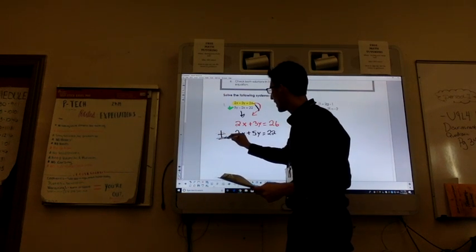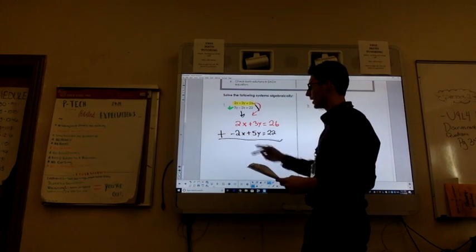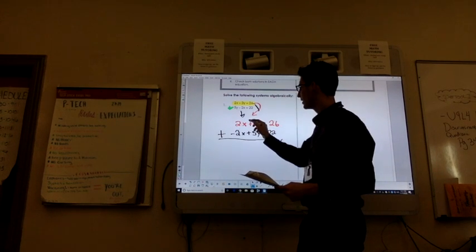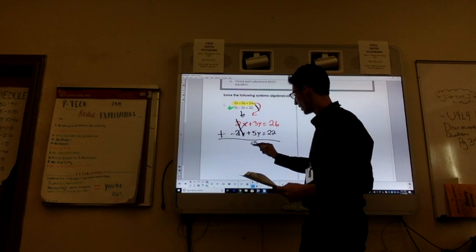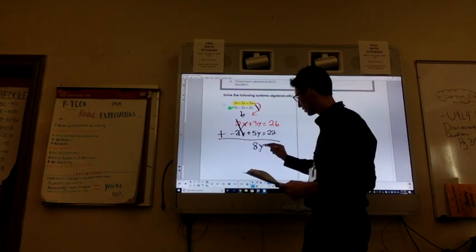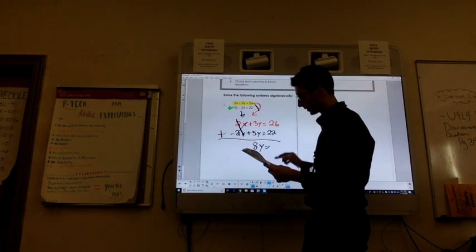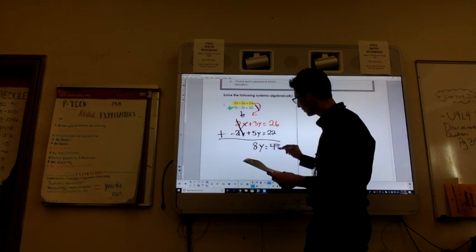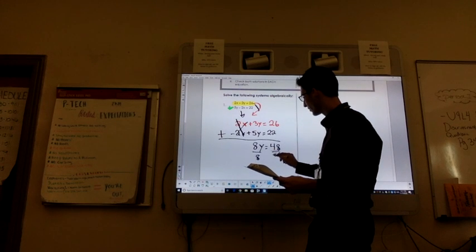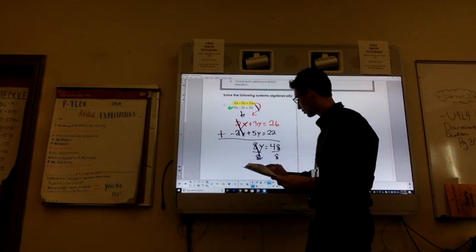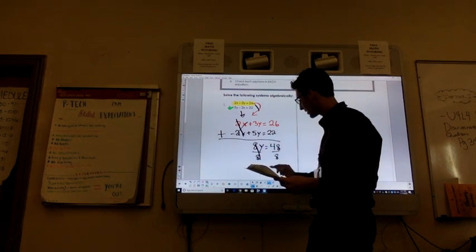So now I can add these two together. If you see, when I add these two together, the x terms just cancel out, and I'm left with 8y equals 48. Then I'm able to solve for y. I divide by 8 on both sides, so y equals 6.